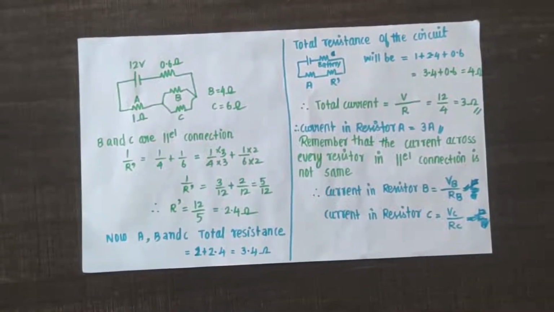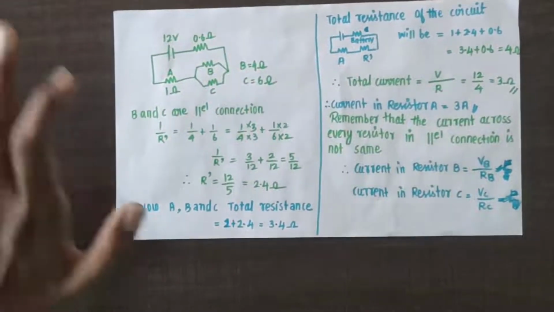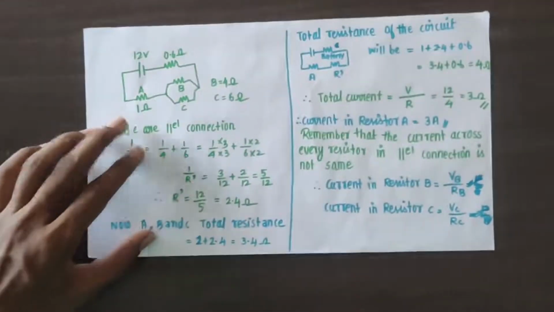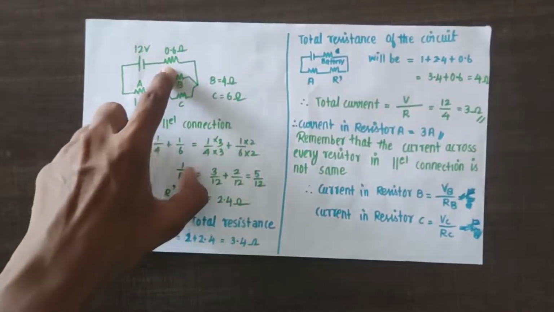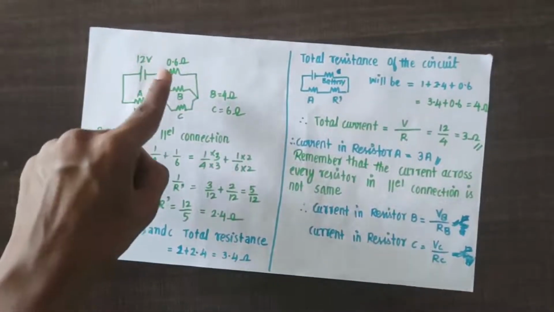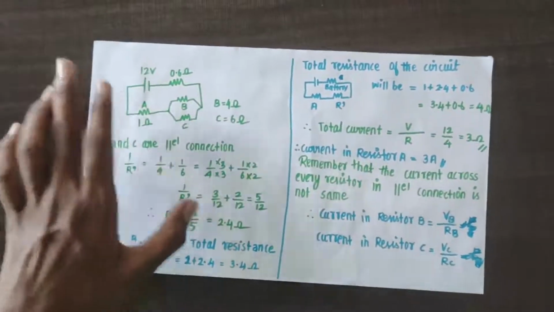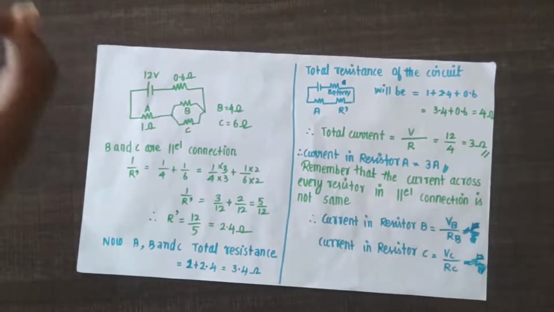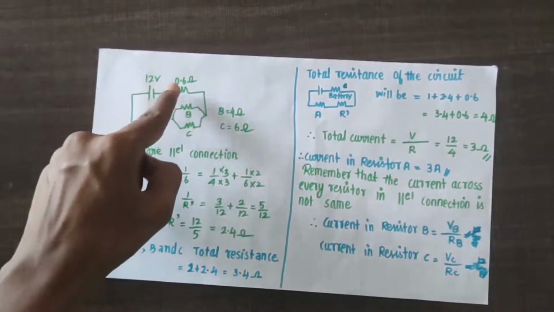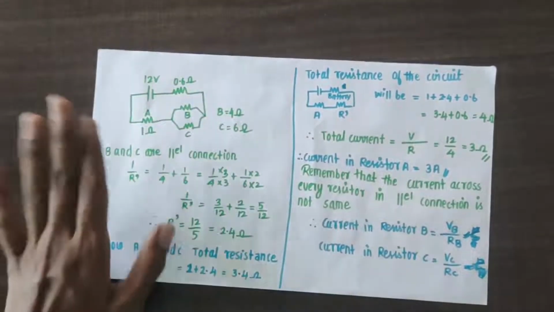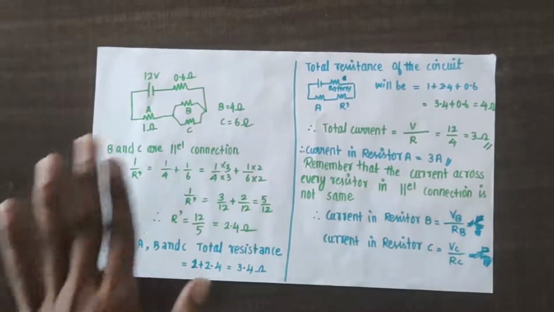Since the internal resistance of the battery is 0.6 ohm, next to it you have to draw this kind of a resistor. Whenever internal resistance is given, you draw a resistor next to the battery and write that internal resistance. Here the internal resistance is 0.6 ohm, so next to the battery you have to draw a resistor and write 0.6 ohm. Now you know all the resistances.